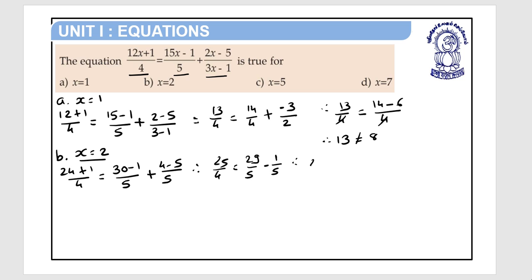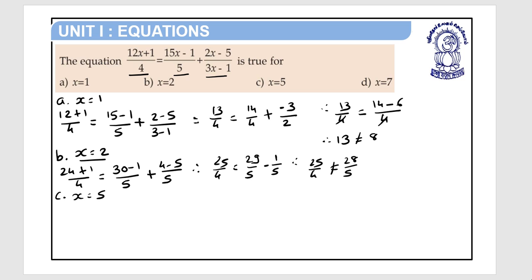So 25 by 4, 28 by 5, not equal to 28 by 5. So B is not the answer. C is option C, x is equal to 5.